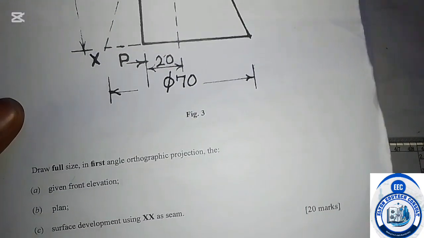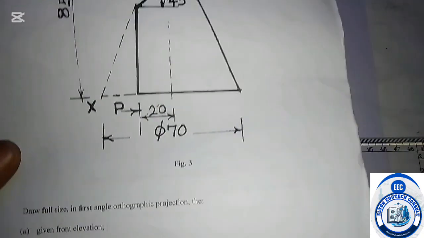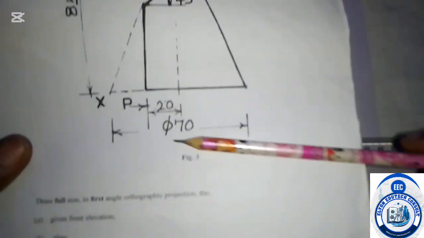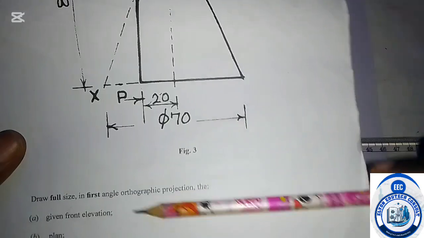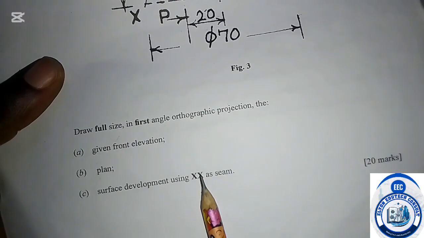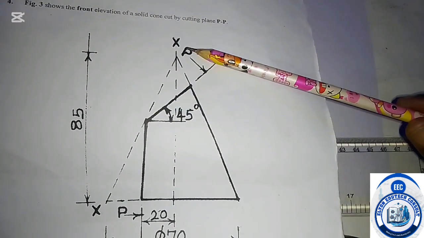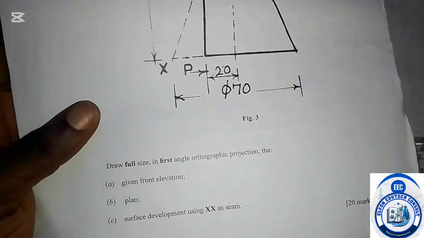So we are to draw the plan. Because if it's first angle orthographic, this is the front elevation, the plan will be at the base here below the front elevation. Then we are to draw the surface development using XS as the same. This is the X and X as the same. So I'm going to be doing all of this now, so just stay tuned.